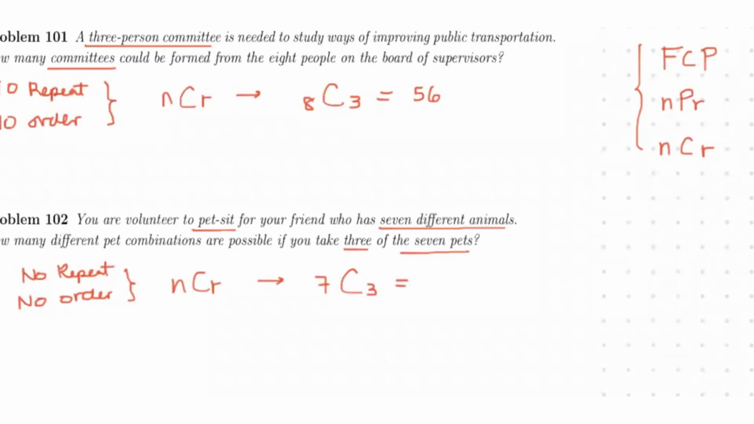Holly, do you have a number for that? 7 combination 3. Just want to double check if you have a calculator. I got 35. We all get 35. Okay, 7 combination 3. There are 35 ways to choose.